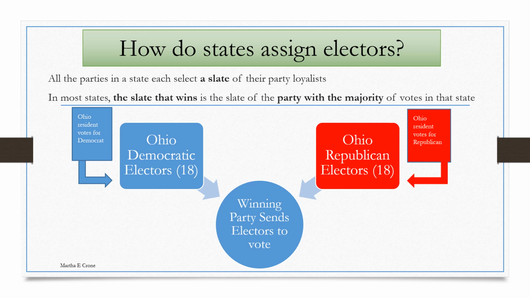In 2016, Donald Trump won the popular vote in Ohio. About 52% of Ohio voters chose Trump. That meant that Trump got to win all of the 18 electors in Ohio, the Republican slate. This is called a winner-take-all system. No matter how slim the electoral margin was in Ohio, the winning candidate gets all the electoral votes. This system, which is used by almost all states except for Maine and Nebraska, is what can make the Electoral College results different from the national popular vote. The Electoral College magnifies the margin of victory within each state.